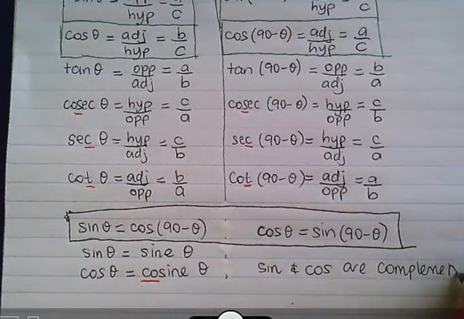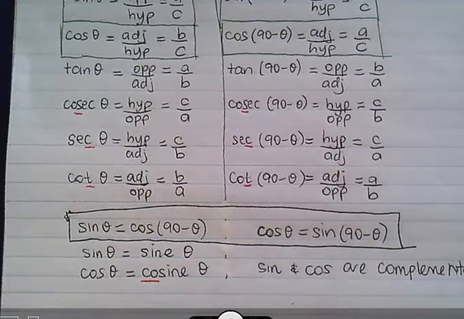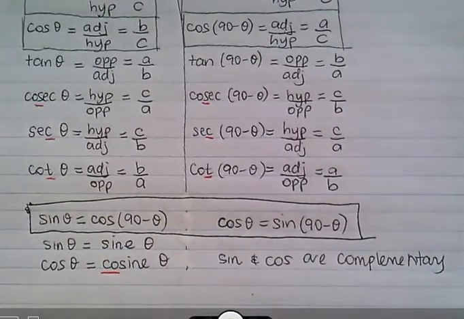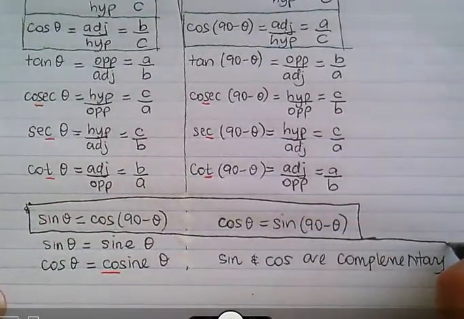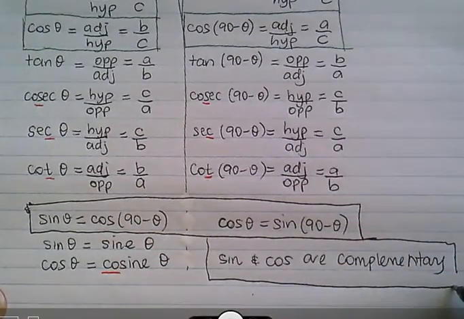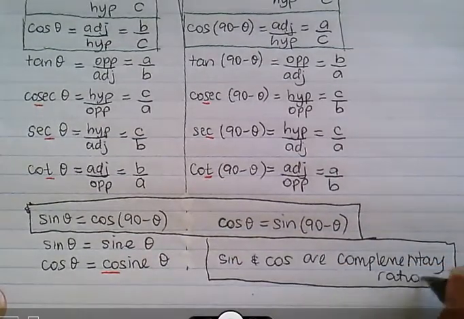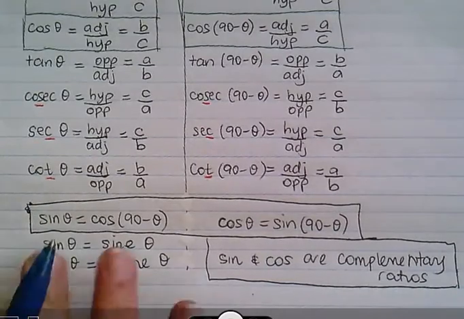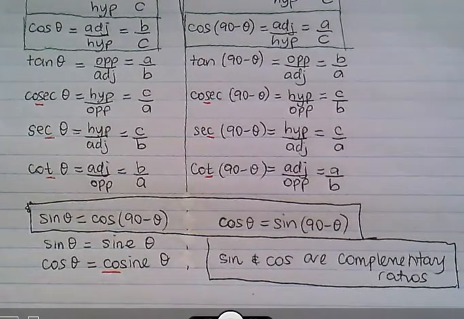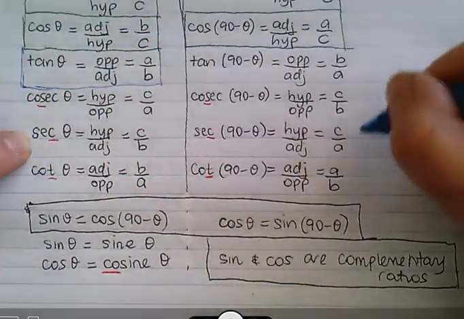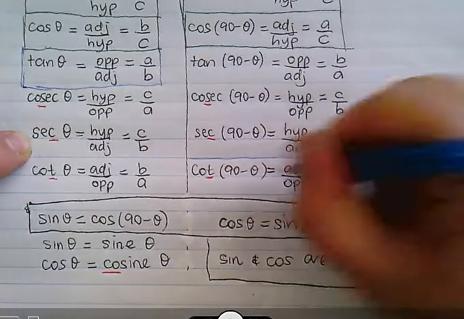How do you know that? How do you remember it? Sine means sine, cos means cosine. It's in the words, all right? Sine and cosine are complementary ratios. Okay, but it's from the name of it. Now let's look at tan next, it doesn't matter. So tan in blue. So tan, A over B, equals cot.